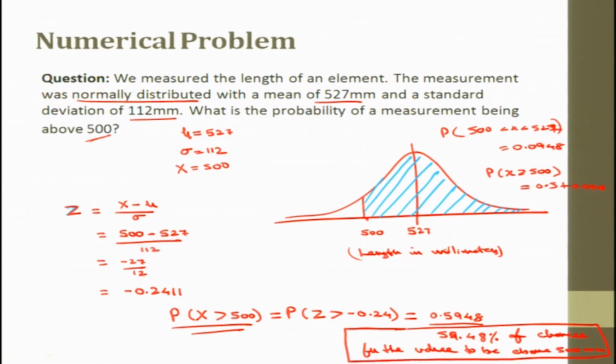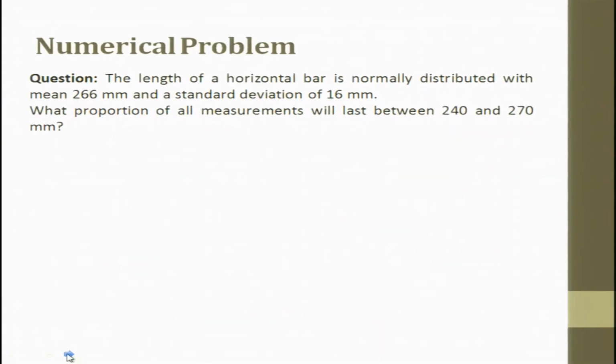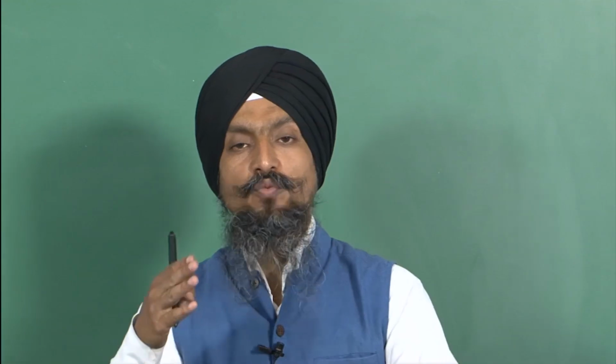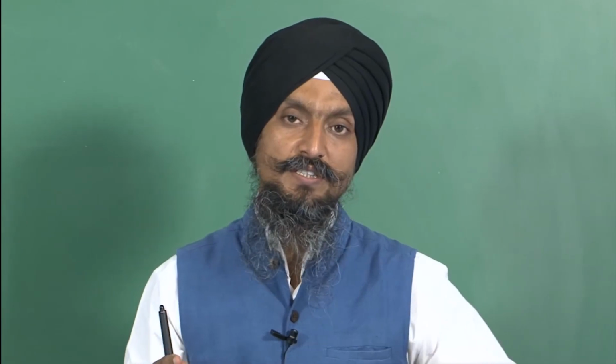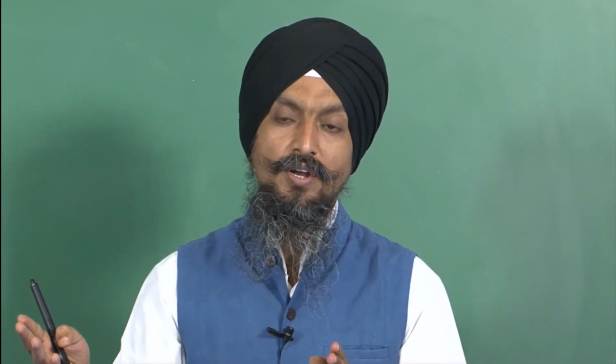Okay. So, let me take another question here. A length of horizontal bar is normally distributed with mean 266 mm and standard deviation of 16 mm. What proportion of the measurement will last between 240 and 270 mm? So, I just picked one value greater than 500 in the first case, just one value, and tried to solve that. Now, I am taking an interval 240 to 270. But within this interval, how to calculate?